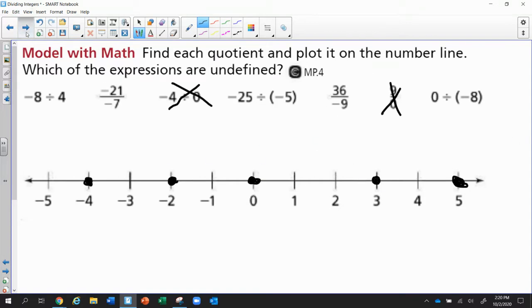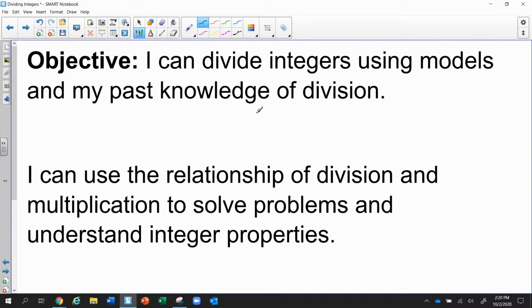So that is our goal for the day, and hopefully that makes sense after me going through it in class, and you can rewatch this video as many times as you want. But we're hoping that we can now be able to multiply and divide integers using models and your past knowledge of multiplication and division, and that you can use that relationship of both to solve the problems and understand how their properties relate.